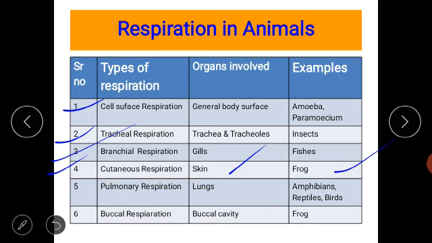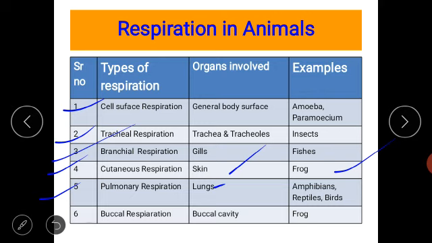Then pulmonary respiration. So what is pulmonary respiration? Lungs. That is generally carried out by the higher animals, mostly mammals, and humans are also included among the mammals. So all mammals carry out respiration, exchange of gases, with the help of lungs. The organisms involved are amphibia, reptiles, birds, humans, and many mammals.